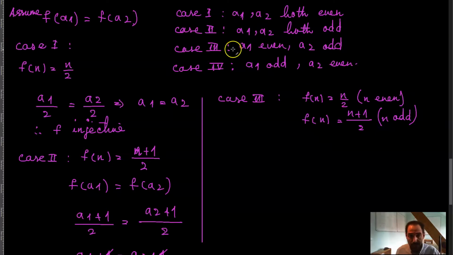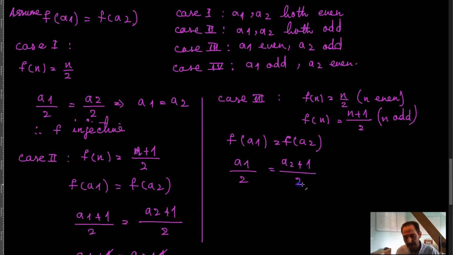Now here I'm assuming that a1 is even, a2 is odd, and the other assumption that I've made is f of a1 is equal to f of a2, right? So f of a1 is even, so that means that a1 divided by 2 is equal to f of a2, and a2 is odd there, so (a2 plus 1) divided by 2.